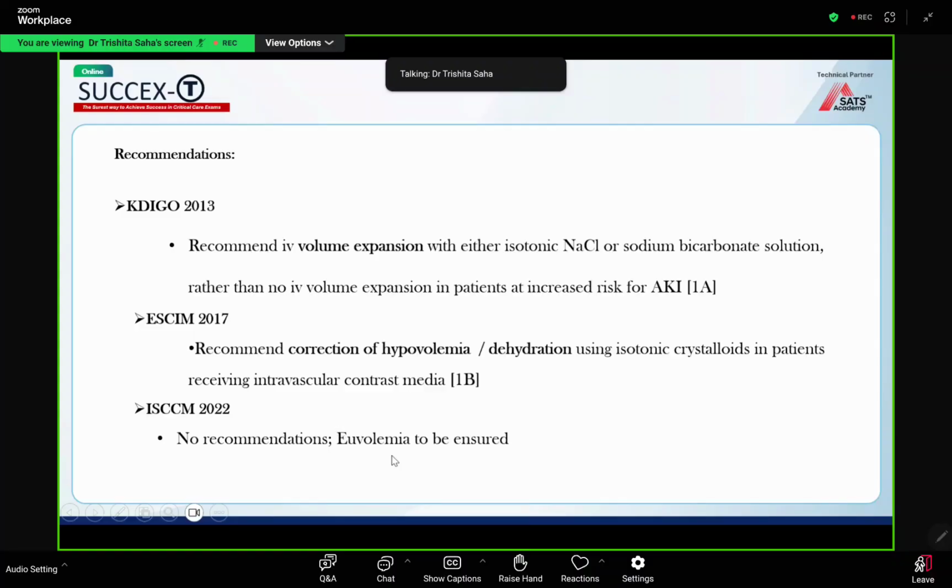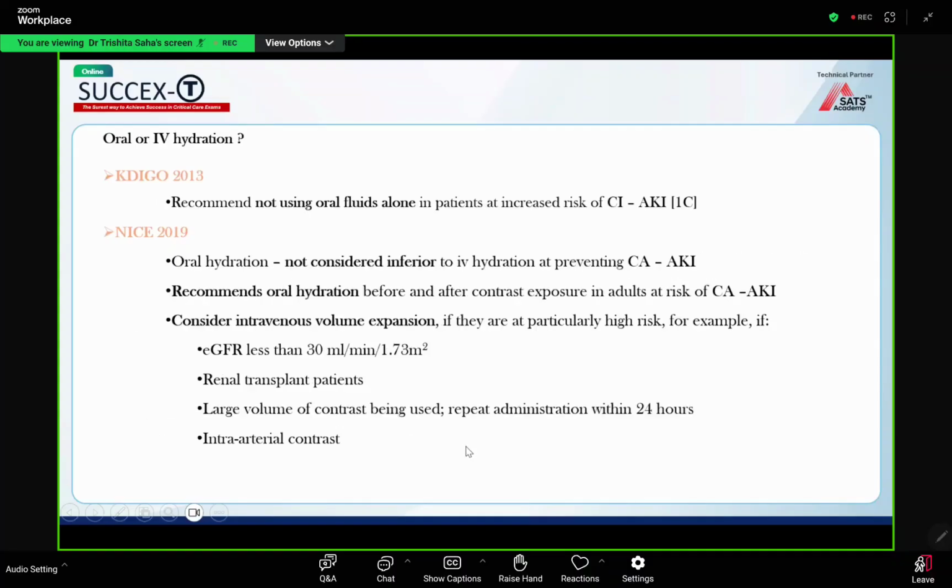They only told euvolemia to be ensured. What is the role of oral or IV hydration? KDIGO recommends not using oral fluids alone in patients at increased risk of contrast-induced AKI. The NICE guideline has recommended that oral hydration is not considered inferior to IV hydration at preventing contrast-induced AKI.